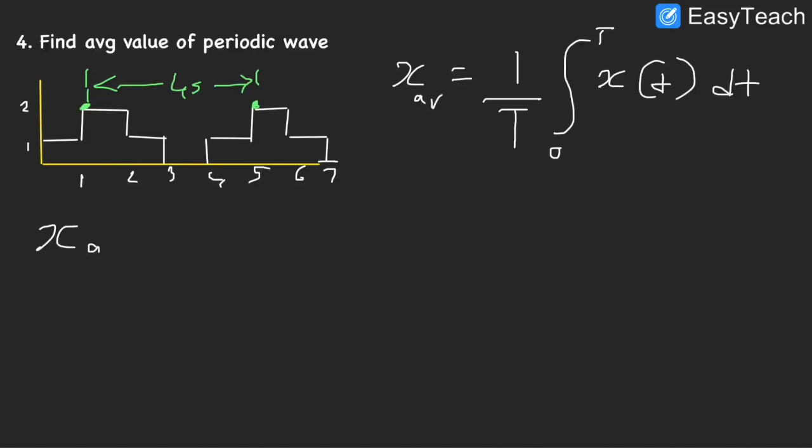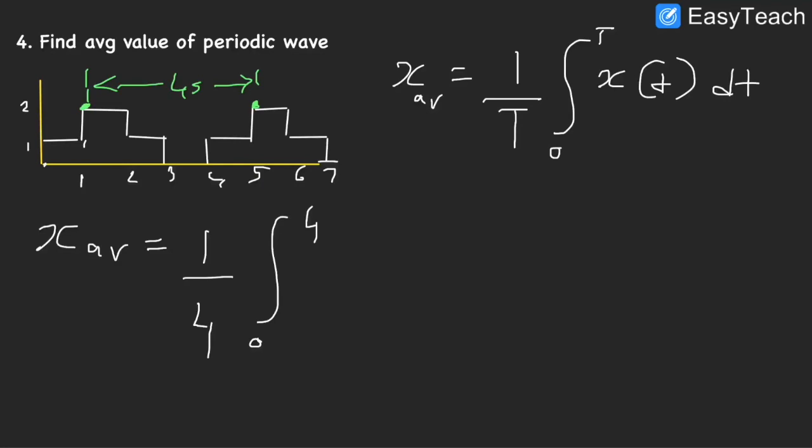So the average value of x, let's break it down. We have a time period of 4 seconds, so it's going to be 1 over 4 and an integral from 0 to 4. And this part is a little tricky. You have to find x of t for one time period. So let's start from 0 to 1. I'm going to break it down.